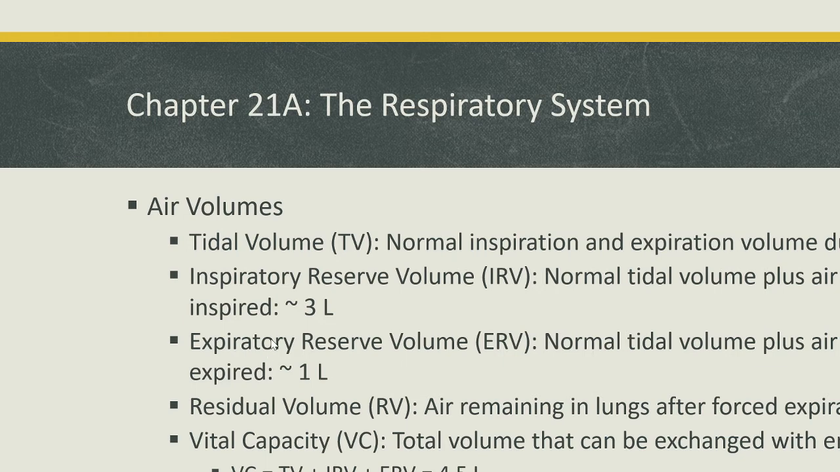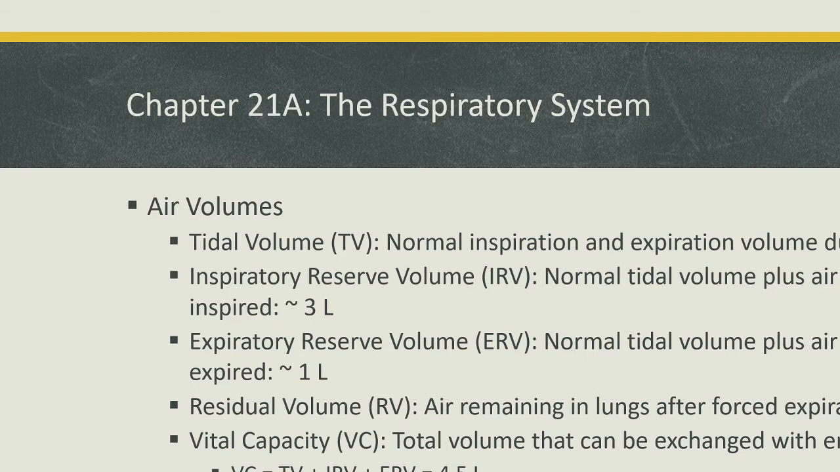And then there's the expiratory reserve volume, and that's the normal tidal volume plus the air that you can forcefully expire. In other words, if you get a full breath of air, that full 3 liters, and then you breathe it out and you stop where you would naturally stop breathing, you've exhaled 3 liters of air at that point. But then you can force roughly another 1 liter out of your lungs.